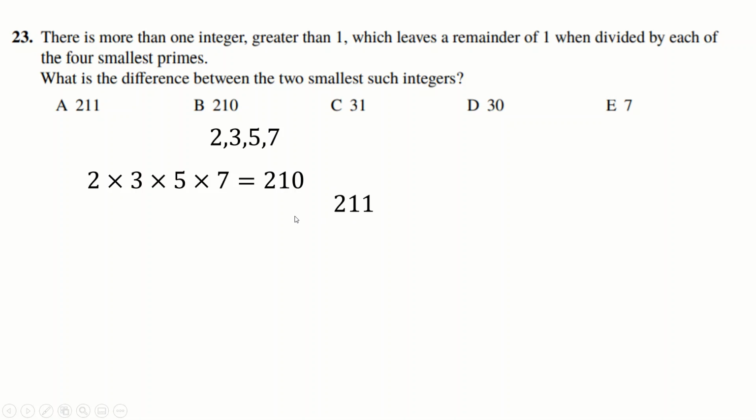Okay, so that's how you make one number that has remainder 1 divided by the 4 smallest primes. How do you make another? Well, you just times it by 2 again, right? Because the fact that there's 2 2's here doesn't make any difference.